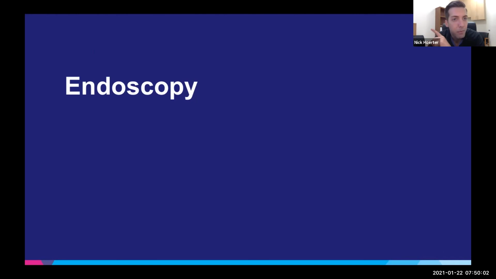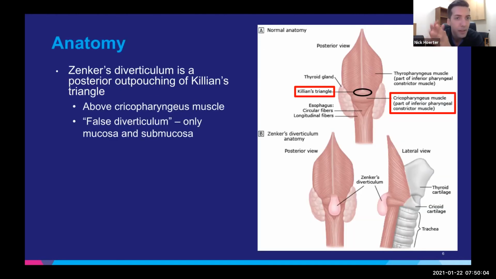And before we jump right into the endoscopy, I'm just going to explain a little bit about what a Zenker's is so everyone has an idea of what they're looking at, because the endoscopy can be a little disorienting. Essentially, a Zenker's is an outpouching of this weak area of the pharynx called Killian's triangle. It's right above the cricopharyngeus muscle, and it's a false diverticulum, so it's only mucosa and submucosa. And you can see on the right an image of where it is.